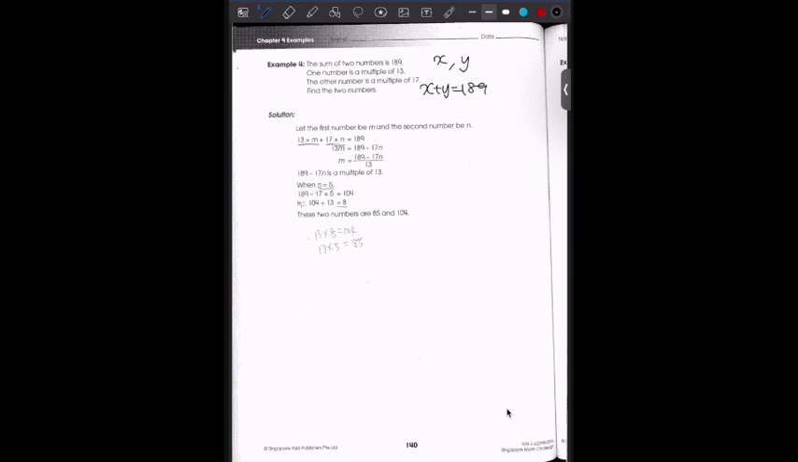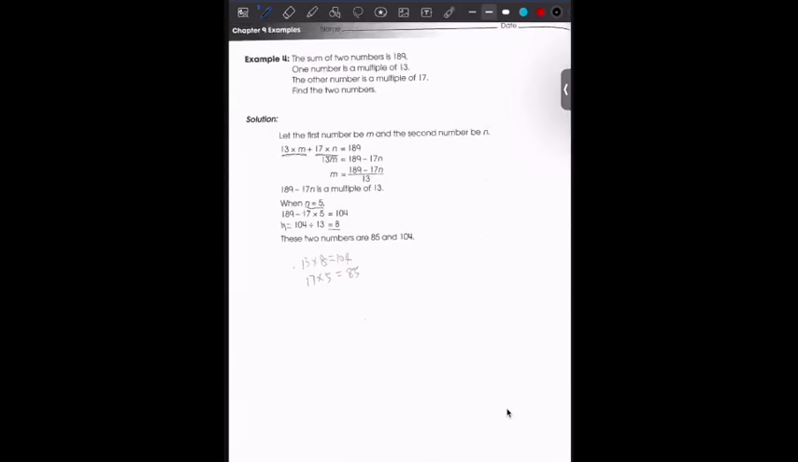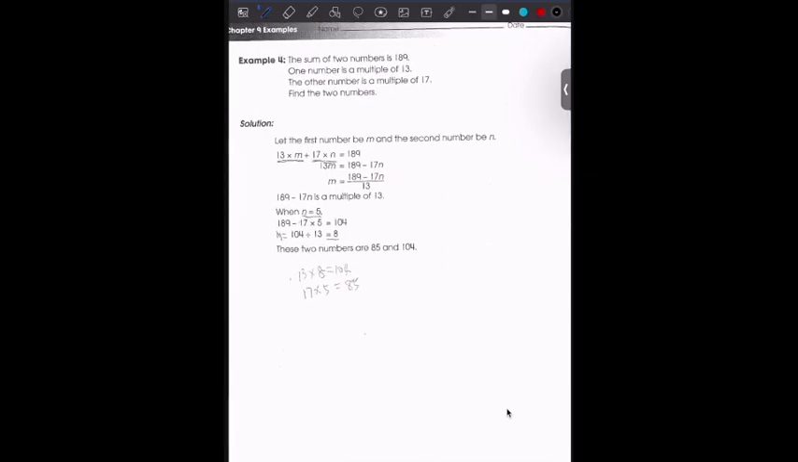So one number is a multiple of 13. So instead of writing the numbers, we're going to let the first number be m and the second number be n, just like the solution. So I'll just go over what the solution says. I think the solution kind of phrased this in a confusing way.